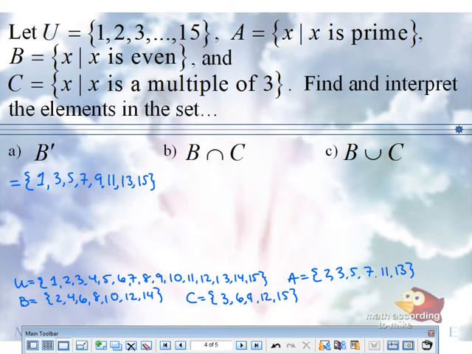How about part B? B intersect C. That means all the elements that are common to set B and to set C. What elements are those? 6 and 12. So what does that say in English using the language of the problem? What are 6 and 12?